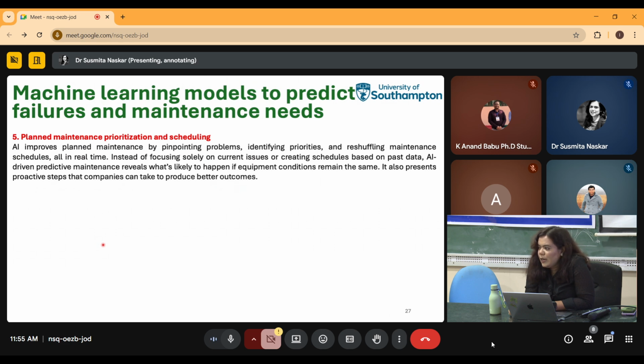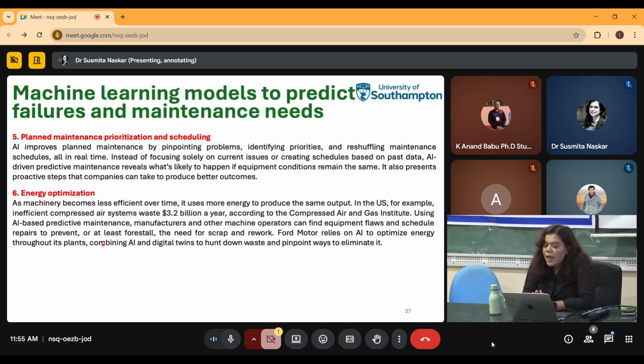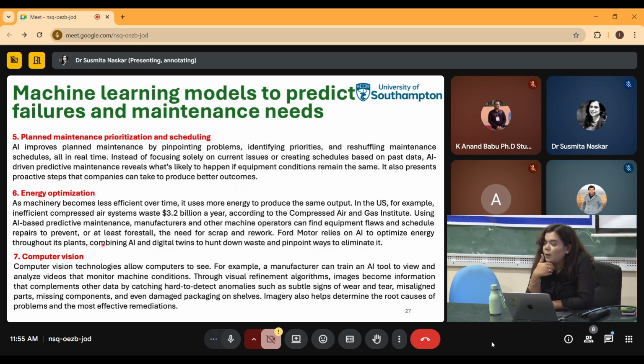And the next one is energy optimization. As machines age, they tend to become less efficient, using more energy to produce the same output. And this inefficiency can be costly. For instance, if you think about compressed air systems in the US, the estimated cost can be 3.2 billion annually, even sometimes more than that. So by using this AI-based predictive maintenance, the company can find flaws very early, and that can schedule repair to prevent unnecessary energy losses, right? And that's quite a huge economic saving as well.